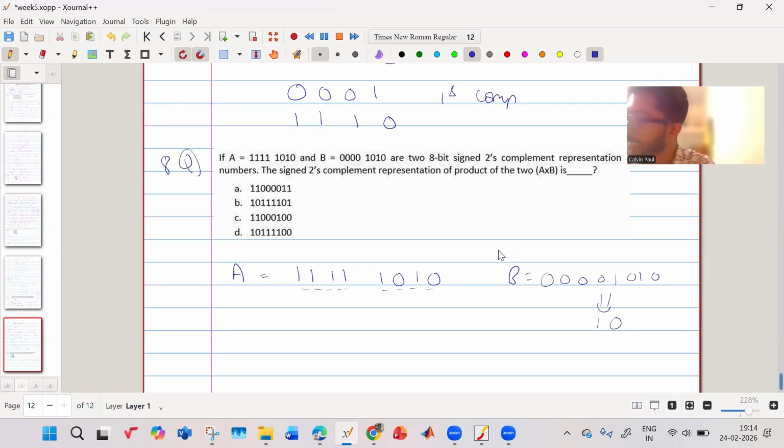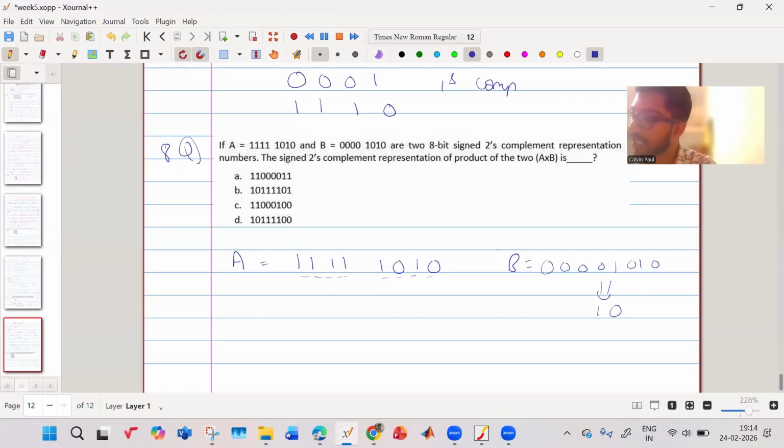Now, A, so what does A actually signify? This is minus 2 raised to 7, 2 raised to 6, 2 raised to 5, 2 raised to 4, 2 raised to 3, 2 raised to 2, 2 raised to 1, 2 raised to 0, right? And this we already checked: minus 2 raised to 7 plus 2 raised to 6 plus 2 raised to 5 plus 2 raised to 4 plus 2 raised to 3 will come out to be minus 2 raised to 3.